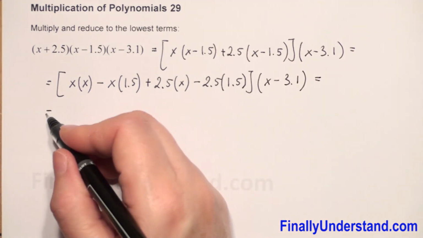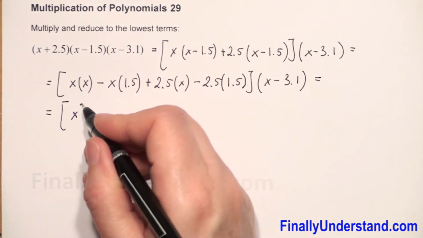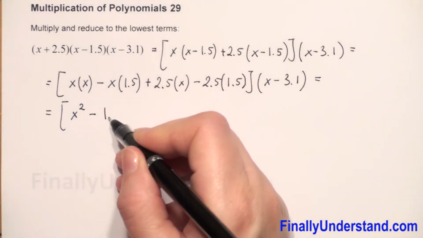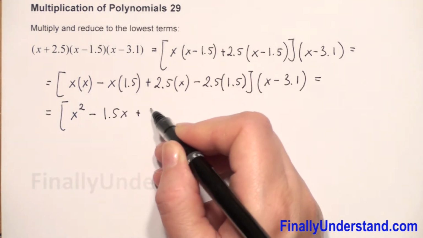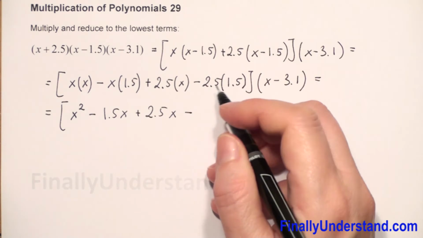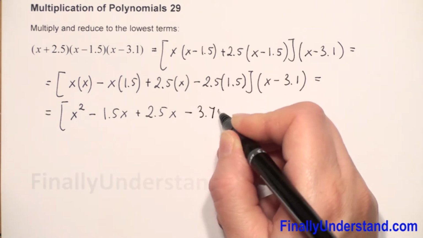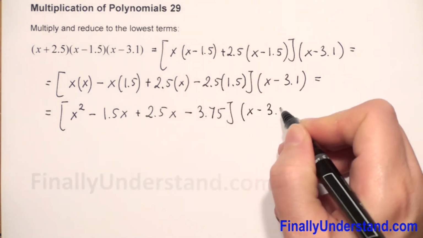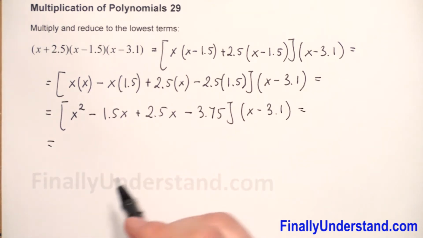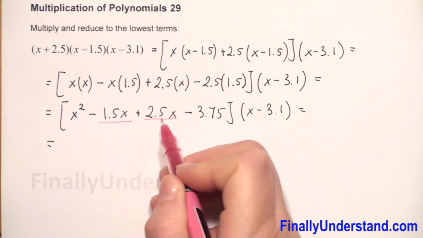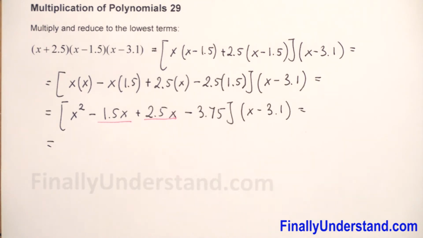So this is equal, in the brackets we will have x times x is x squared. Next we have a negative sign, so we write the number: 1.5x plus 2.5x and minus 2.5 times 1.5 is 3.75, close brackets. We have times x minus 3.1. Next we will combine the like terms in the parentheses. We have negative 1.5x and positive 2.5x, the like terms. So the rest we have to rewrite.